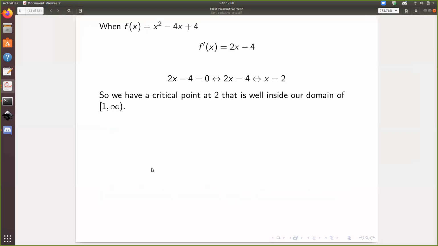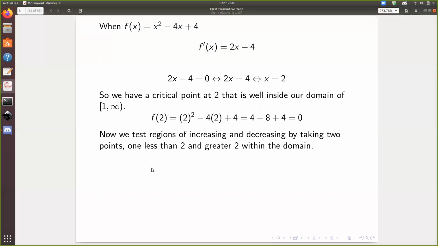And a quick check, just to make sure it's inside of the domain that we're worried about. It very much is. 1 is greater than 2. Sorry. Ooh, careful there. 2 is greater than 1. So we're safe. Now we plug in 2, and we get that f of 2 is equal to 0. So if it's a min or a max, it's going to be 0.